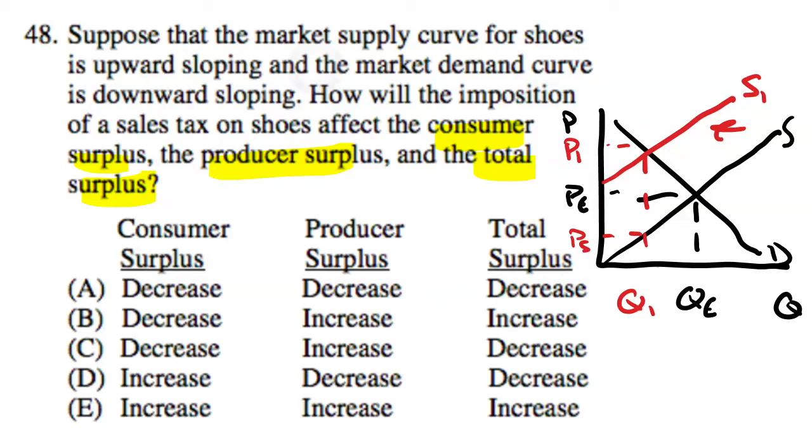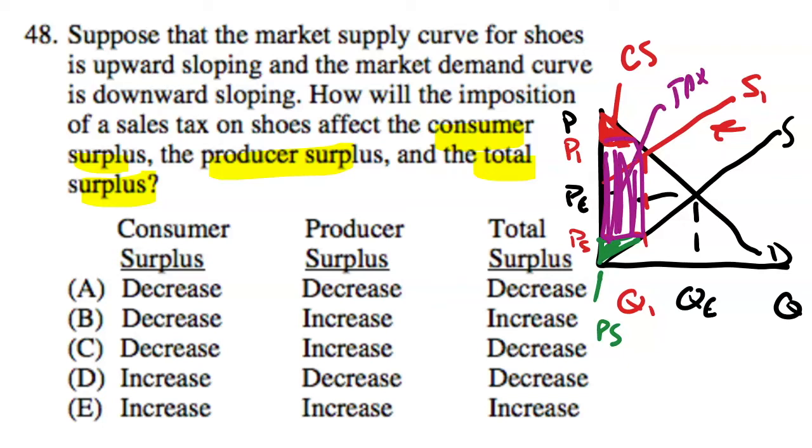And so here in red, this triangle up here represents our consumer surplus. This right here represents our producer surplus. And then this area in between, this purple rectangle, is going to be the tax revenue. And then obviously in blue, this triangle is our deadweight loss.